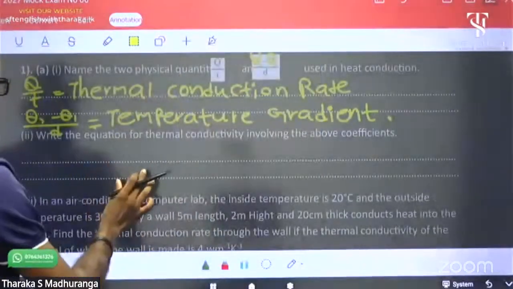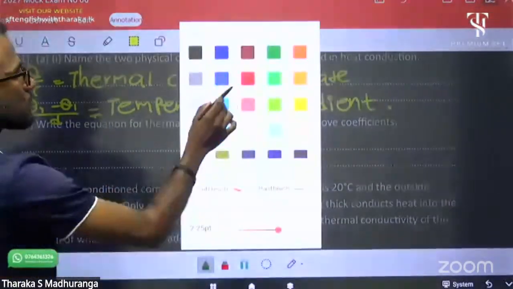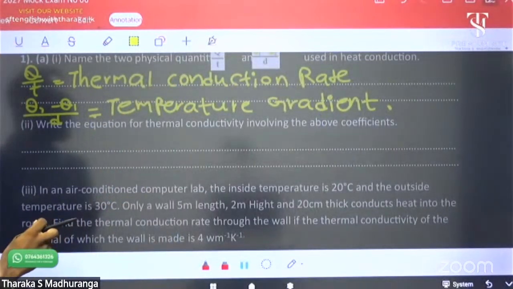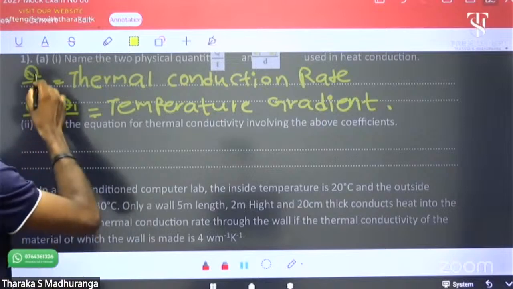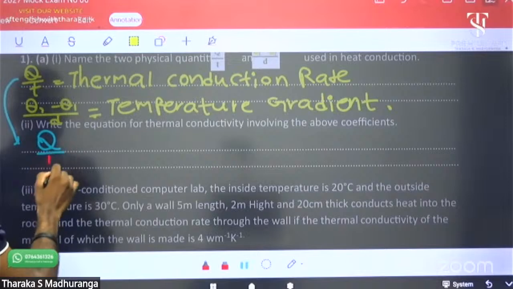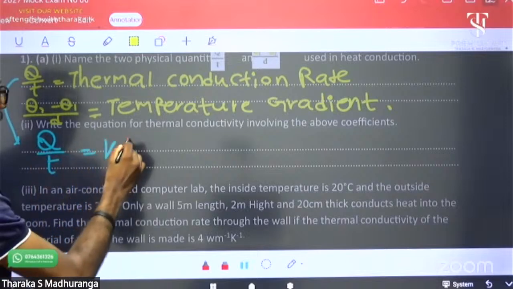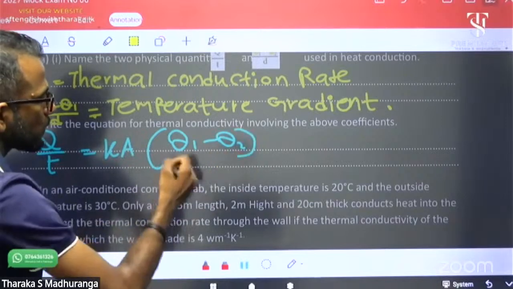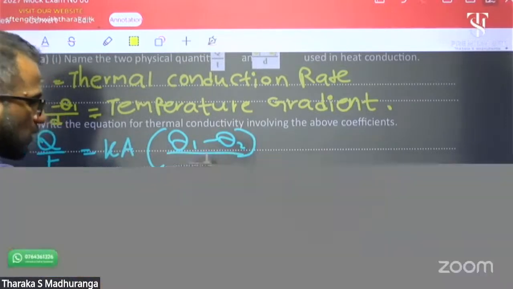Temperature gradient. Write the equation for the thermal conductivity involving the above coefficients. What is the equation? Q over T equals K A (theta 1 minus theta 2) divided by D.